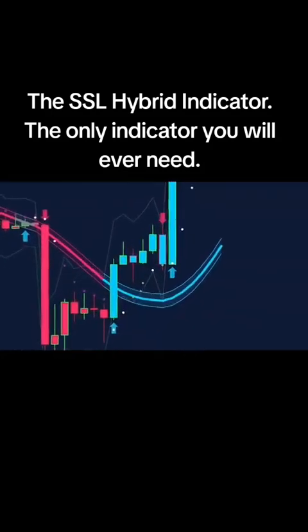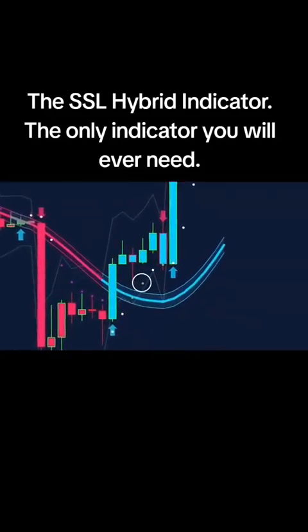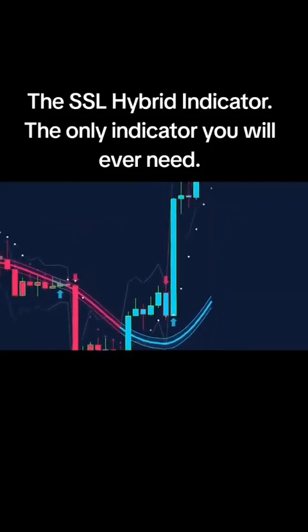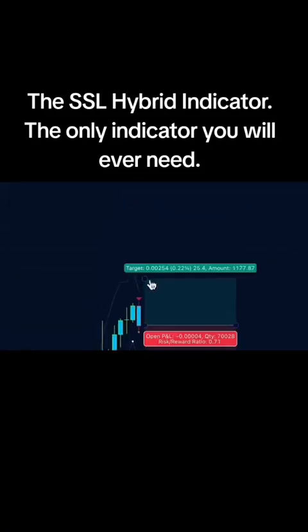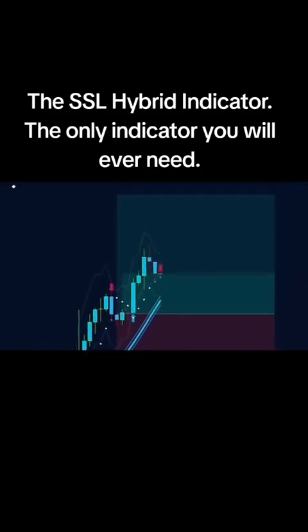The beauty is that these signals only appear when ATR criteria are met, meaning there's real momentum behind the move. Then set your stop at the recent swing low and target 2 times your risk. Why? Because continuation trades often run further than initial breakouts.